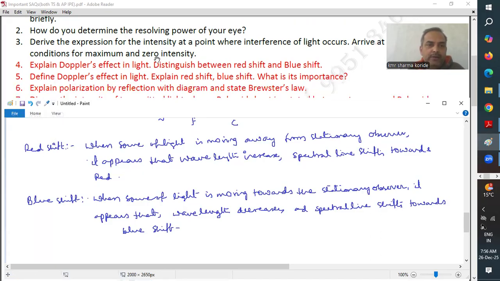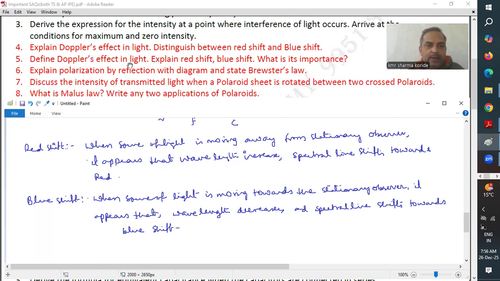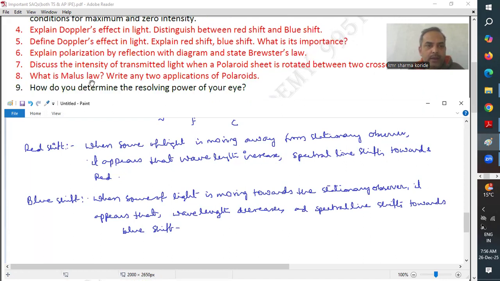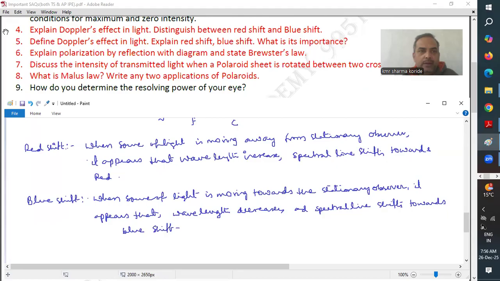Now let us continue with another question. Explain polarization. This is not there at present. Now let us continue. Discuss the intensity of transmitted light when polaroid sheet is rotated between the two crossed polaroids.